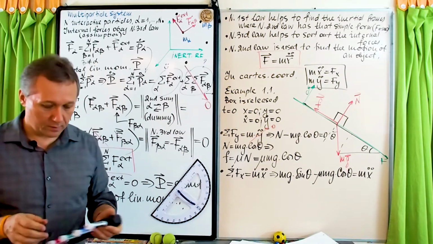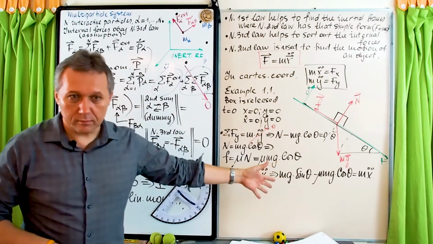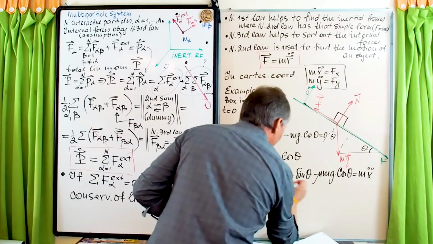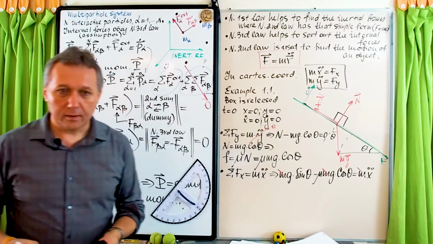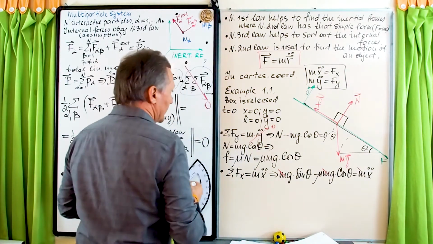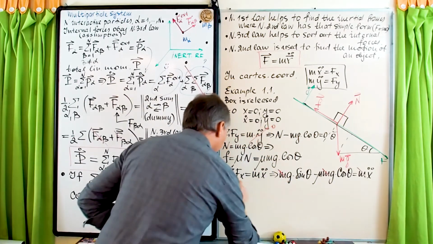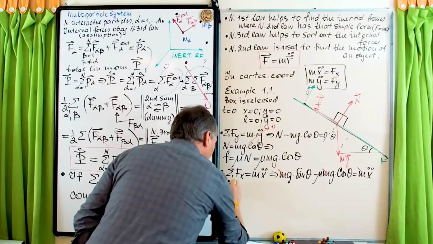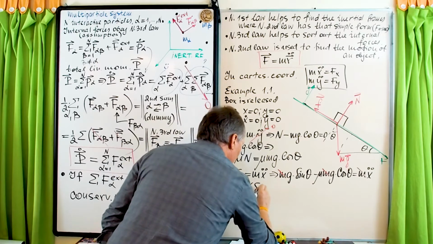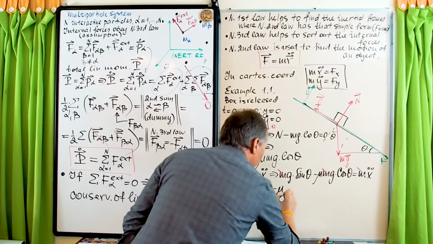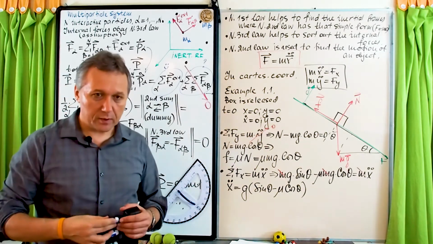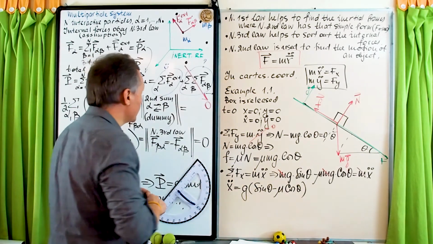Alright. And now the mass can be canceled, mass destruction, right? And we're getting a second order differential equation. So let me, you know what, no, I probably will be able to write a couple more lines. So x double dot equals, g can be factored out, g times sine theta minus mu cosine theta. A trivial differential equation because the right hand side is a constant, right? So we can easily integrate it.